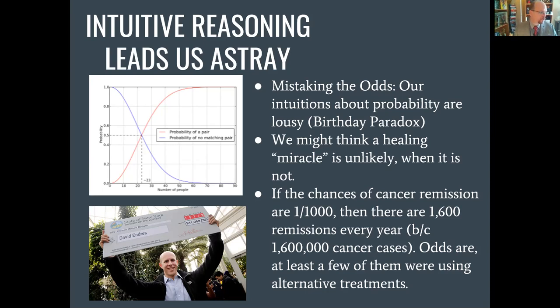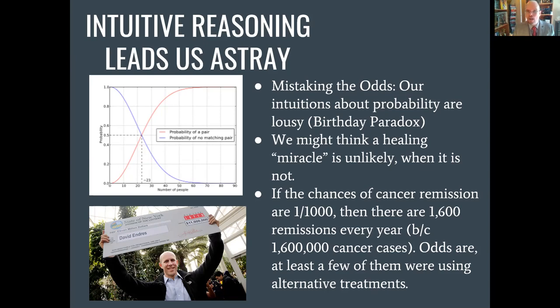Or to make it more directly related to pseudoscience, if someone's got cancer, they're taking an alternative treatment for that cancer, and then their cancer goes into remission, we might think, oh, what are the odds of that happening? That's really unlikely. The alternative treatment must work. No, that's not actually unlikely at all. For example, if the chances of cancer remission are 1 in 1,000, which is a pretty generous number, right? Let's say that they're 1 in 1,000.